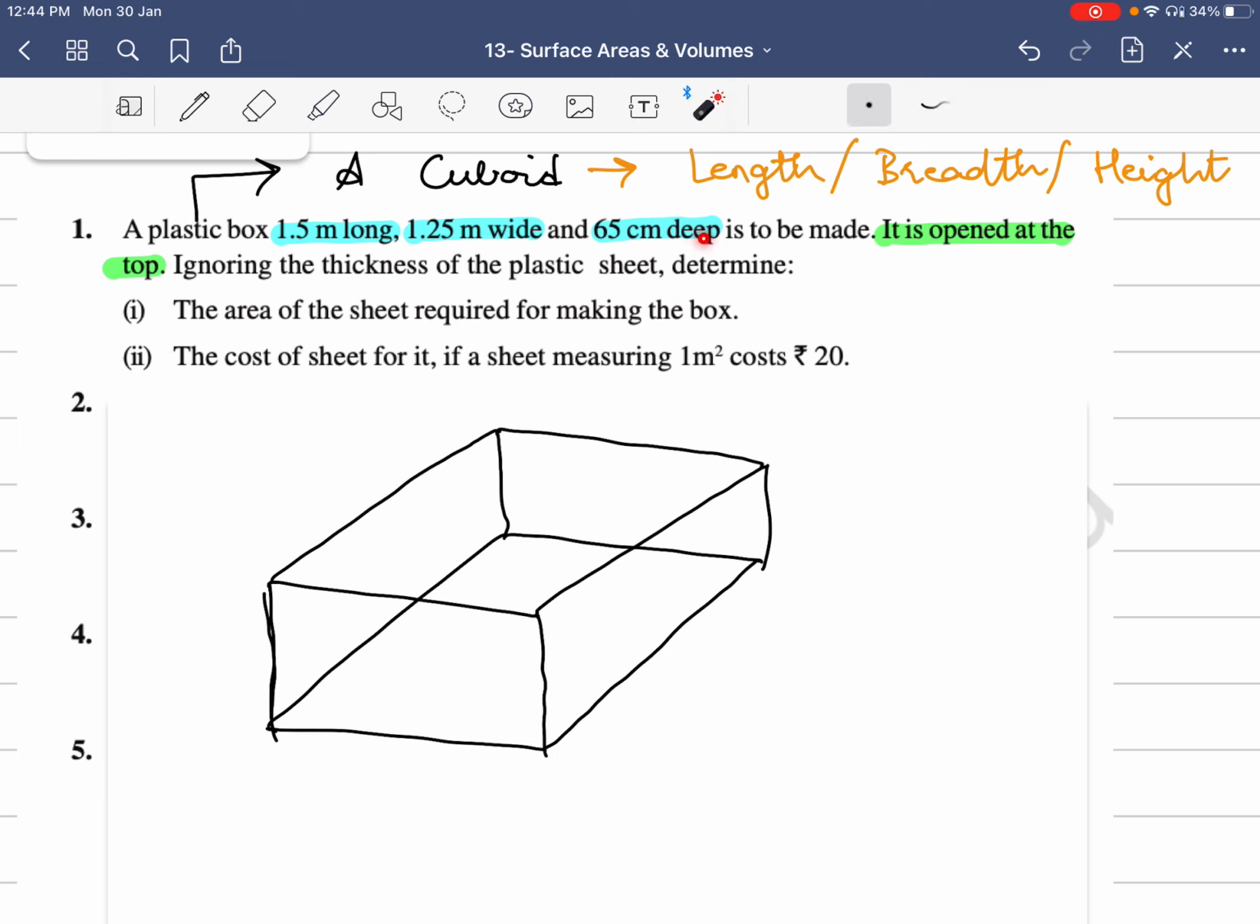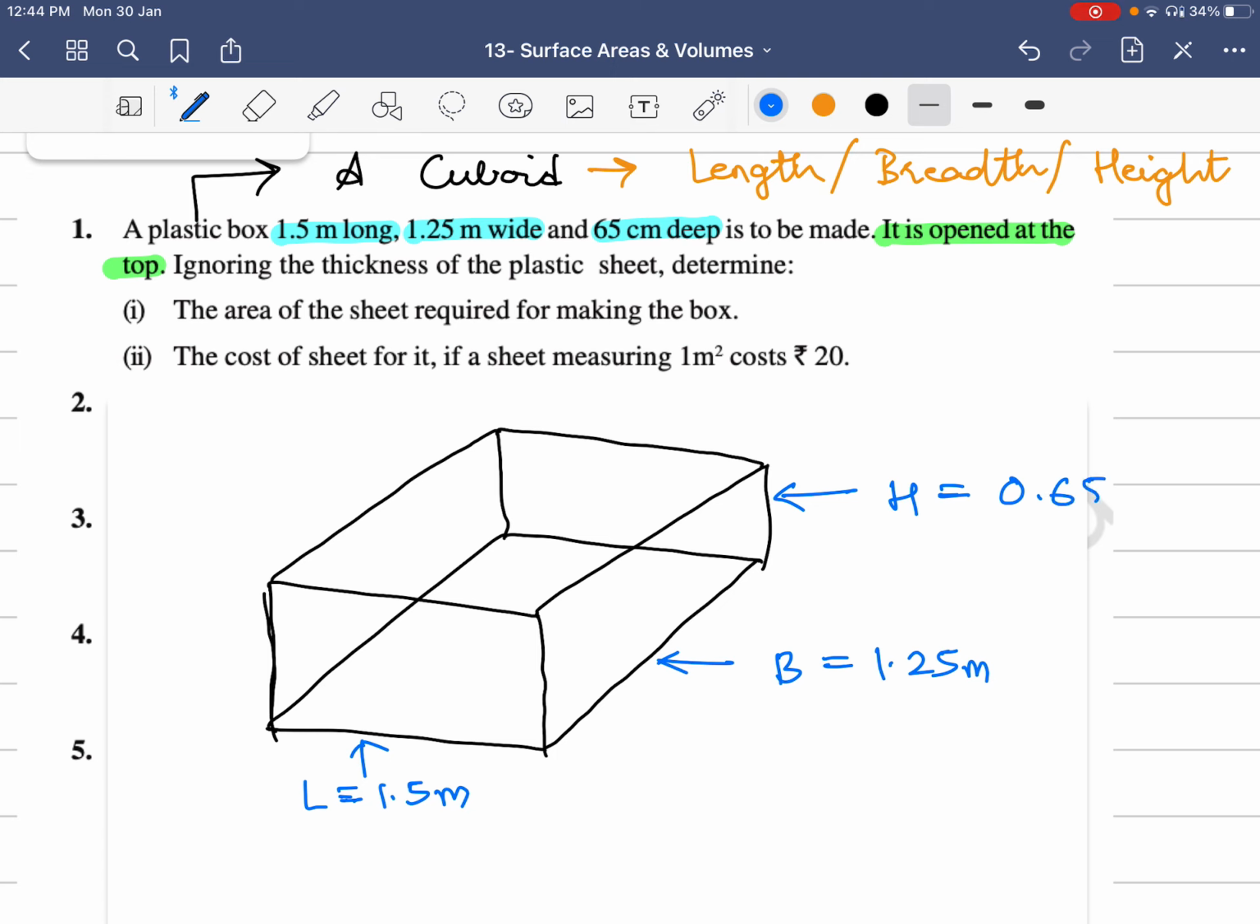Now let us try to assign these dimensions to the box. It's 1.5 meter long, so length is equal to 1.5 meter. Let this be the length and let this be the breadth. So breadth is going to be 1.25 meter. Then we have 65 centimeter deep. Let that be the height. So this is going to be the height. Let the height be equal to 65 centimeter. So I'm going to write 0.65 meter.